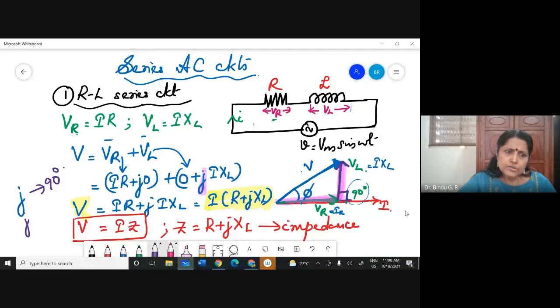J is equivalent to the root of minus 1 actually. We will come to that later on. You needn't think about that now. Now all these conversions, may I erase this? Or maybe I can take a new one.